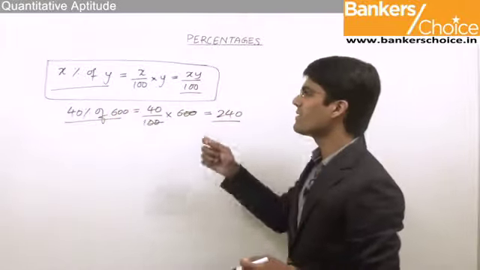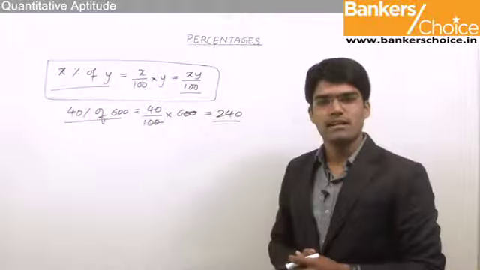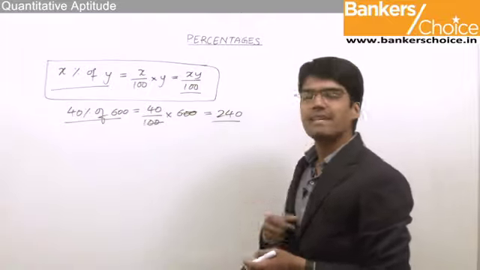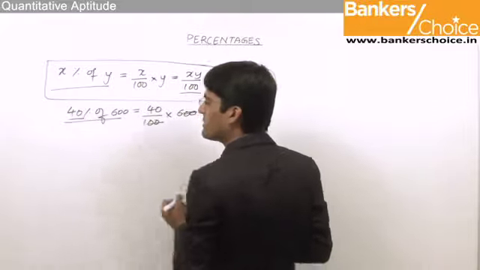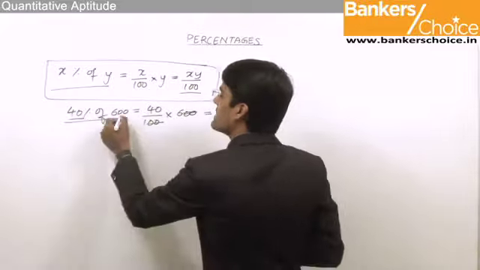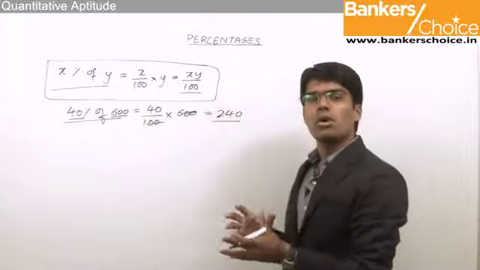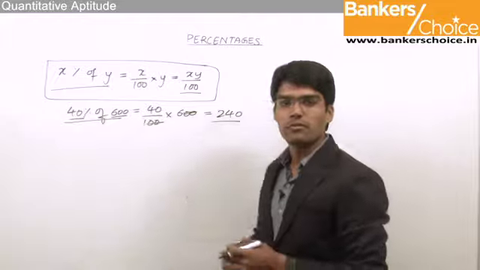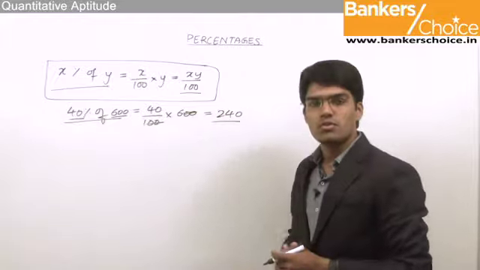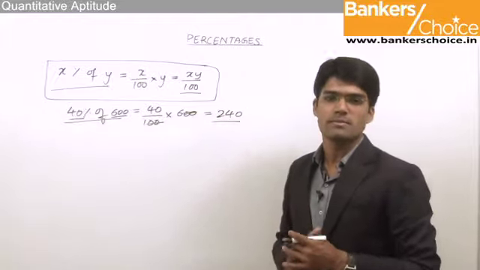That is, x% of y is equal to xy by 100. Now as we can see here, we find three types of values in the given equation. One is a percentage value, that is 40%. The other one is 600, which is nothing but the value on which we are calculating the percentage, so it can be taken as the maximum value. And the third one here is 240, which is the actual value or the absolute value.